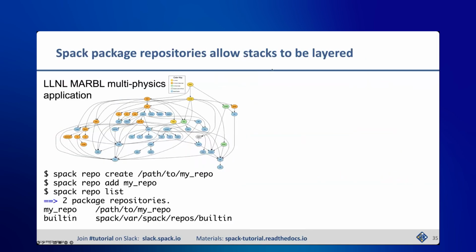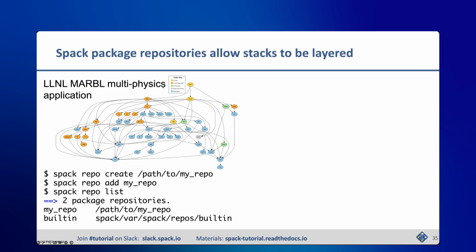Spack has support for private package repositories. So those package.py files, there's 8,000 of them in the built-in repo. When you clone Spack, you get all 8,000. We'll show you how to edit them and look at them later. But if you have a code, like say our multi-physics codes at Livermore, like Marble, which is an ICF code, and you want to keep certain packages internal, then you can create your own repository, add a package to it, and build your own packages on top of the built-in ones.